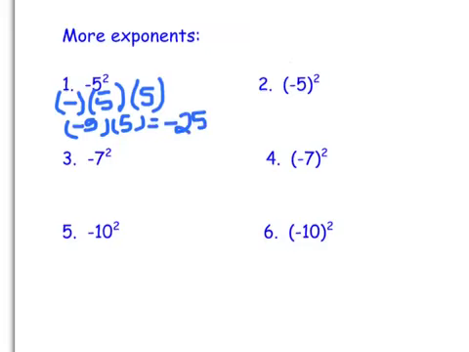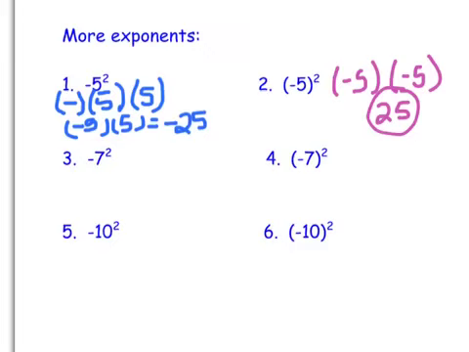Now, number 2, let's look at number 2. We have parentheses. So what that means is we're going to multiply whatever is inside of the parentheses by itself. So that gives us negative 5 times negative 5. Now, a negative times a negative gives us positive 25. Now, let's compare our two answers. Over here we have negative 25, and over here we have 25. Are those the same numbers? No, no, no.